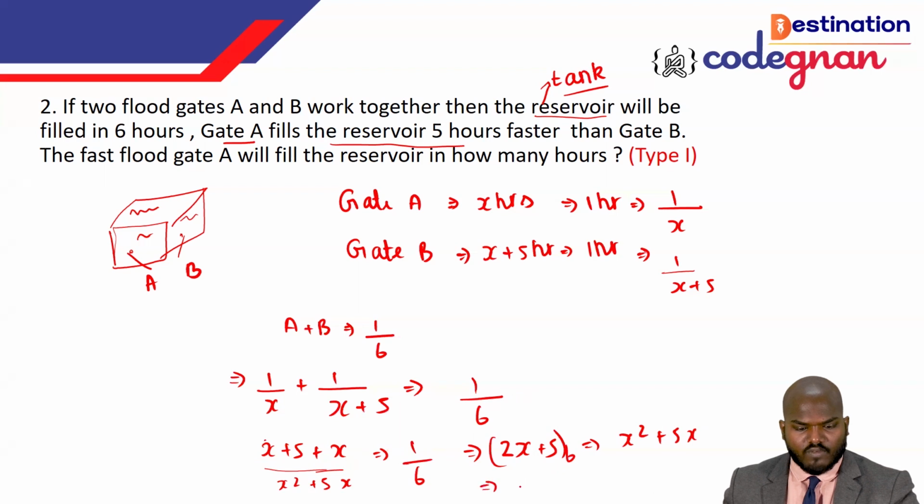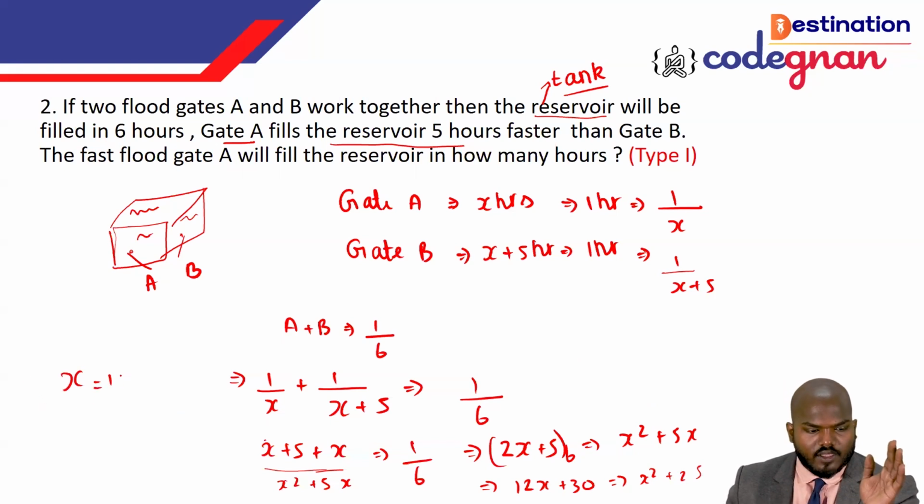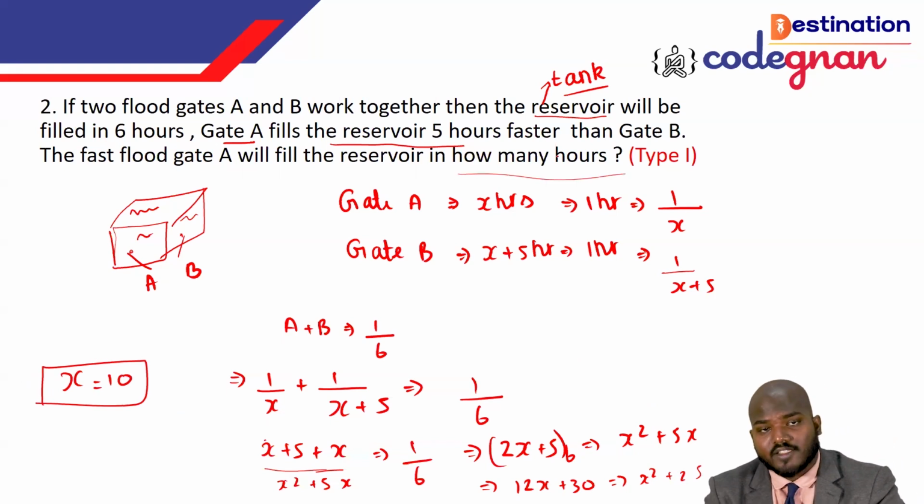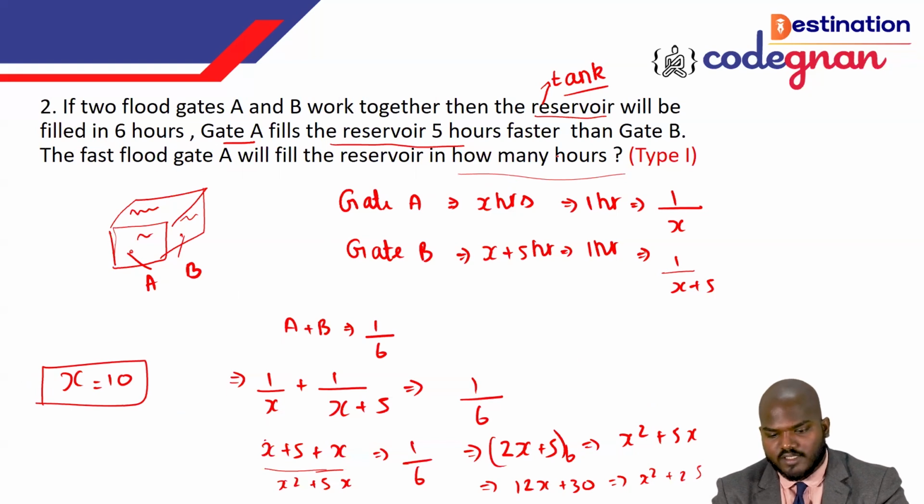If you multiply that, we can say that 12X plus 30 is equal to X square plus 25. If you solve this as a quadratic equation, we will get the value X is equal to directly 10. So the fast flow gate can fill the reservoir in how many hours? We can say X is equal to 10 hours is the possible answer here.